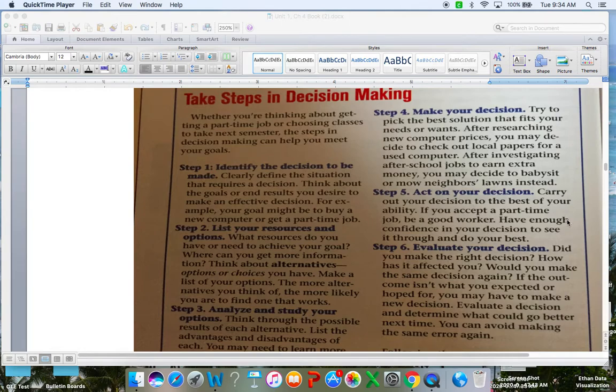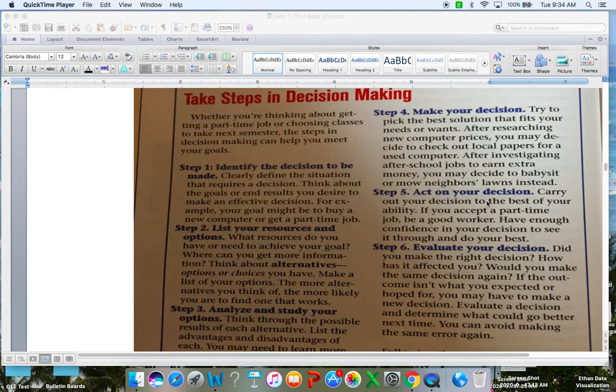Okay, and then you move on to step 5, act on your decision. So in step 4, I could have made the decision to get a new computer or a used computer, but then I actually have to do something about it. I can't just sit on the couch and be like, well, I already made the decision to buy a used computer, and then I sit there, and I never do anything about it. I never go and get the used computer, and then all of a sudden that person sold it, and now I've got to pay twice as much for a brand new one. So as soon as you make your decision, act on your decision.